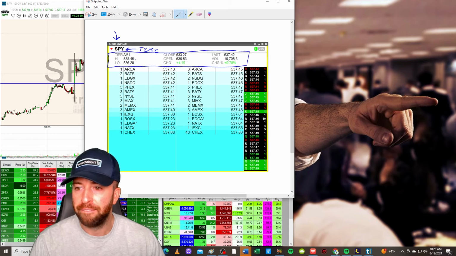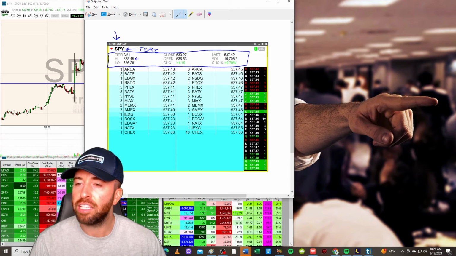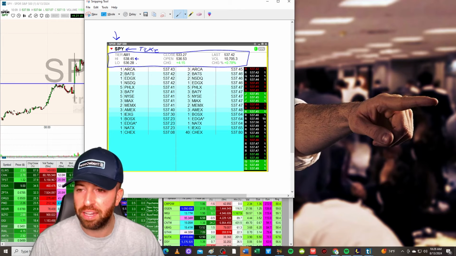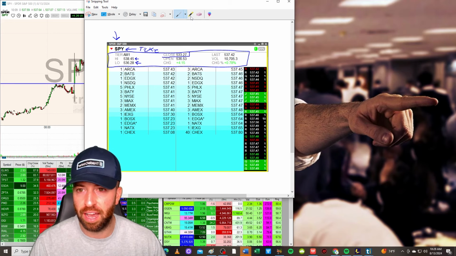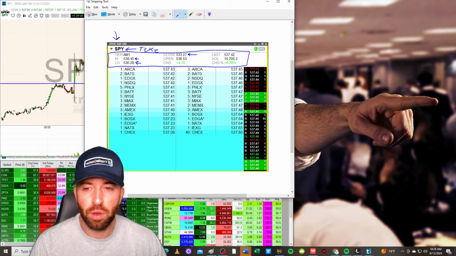Box of information, as in right here is the high of the day. This is the highest price point that it has hit throughout the day. Here is the lowest price that it has hit throughout the day. Here is the previous close on the day. This is where it closed last night.